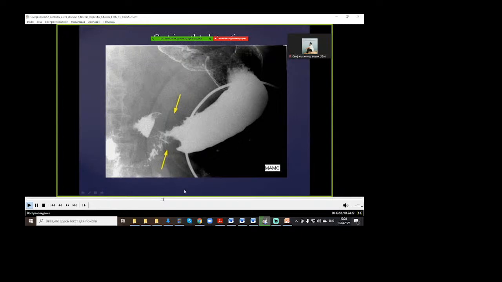This complication is detected by double contrast barium X-ray. Here is pointed the gastric outlet obstruction on X-ray.